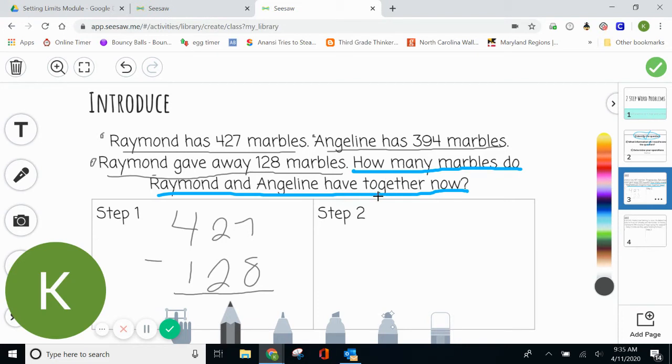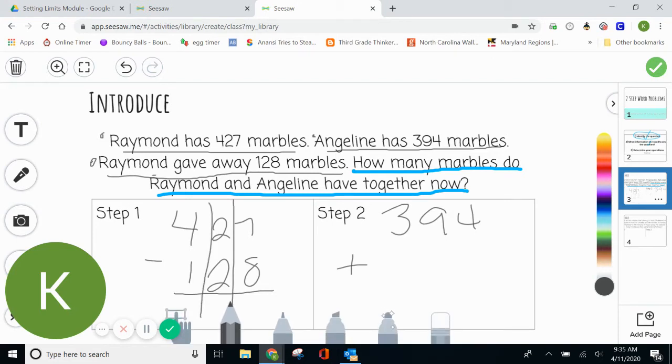I need to figure out the number of marbles they have together. Well, when I need to find something together, I'm usually putting them together. So at some point, I'm going to be adding, and I know 394 is going to be involved. I won't know what I'm putting here until I solve step 1.